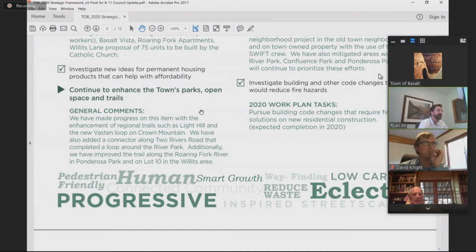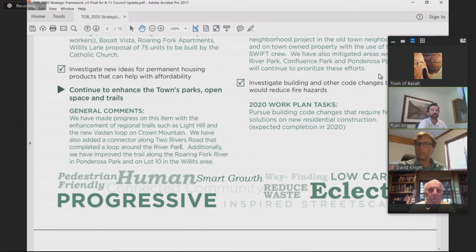Continue to enhance the town's parks, open space, and trails. We've made progress on this and will continue to. As far as trails go, on the Light Hill Trail, we've worked with Roaring Fork Outdoor Volunteers and are helping to contribute money toward that effort. The Baston mountain bike loop on Crown Mountain added about 6 miles of single track trail up in that area, which has been awesome, a great success. And then the connector that we did along Two Rivers Road, which we called the bridge to nowhere, is now the bridge to somewhere, bringing it down to the connector sidewalk by Old Pond Park.